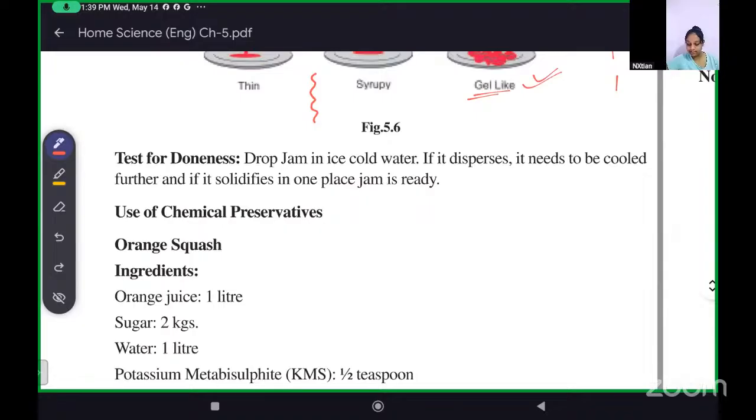Test for doneness: drop jam in ice cold water. There is a test for doneness. If you've seen the texture of jam, it is jelly like, but still solid. So we need to test if it has solidified enough or not. We put it in ice cold water. If it disperses, then you need to cook it more. But if it is solid, then the jam is ready. Then there is the use of chemical preservatives.